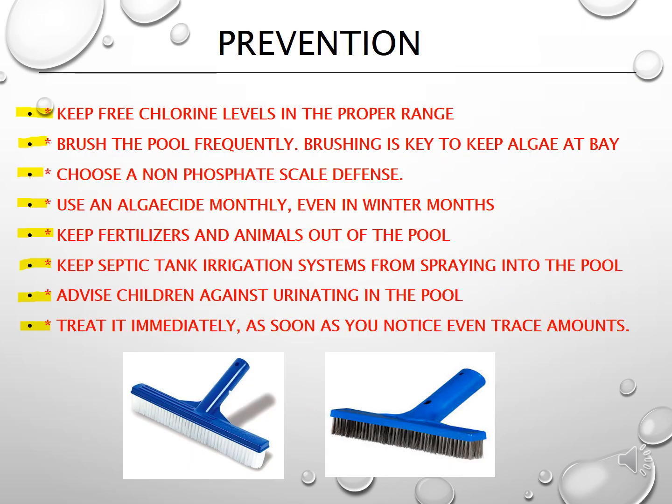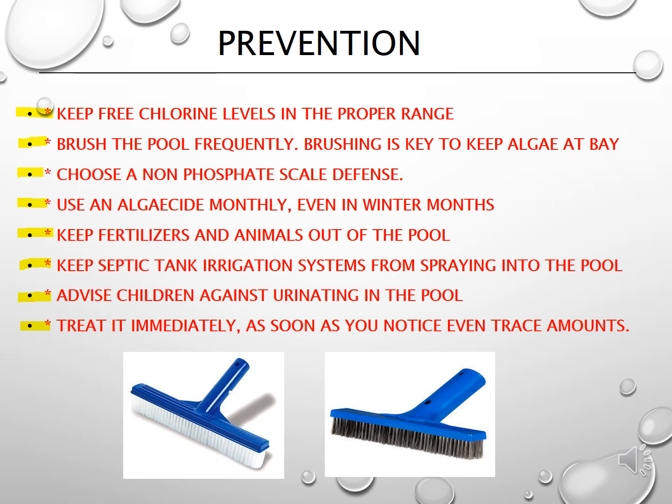Prevention is key. So here are some tips to prevent algae from growing in your swimming pool. Keep free chlorine levels in the proper range. If they are too low, algae can bloom. Brush the pool frequently. Many people don't brush the pool from head to toe as frequently as they should, and brushing keeps the algae from sticking to hard surfaces. Choose a non-phosphate scale defense. Any types of scale defense that add phosphates to the pool are adding a food source to the pool.